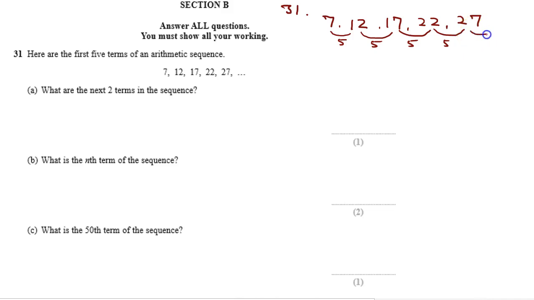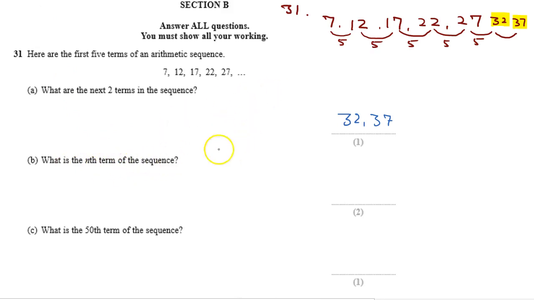Then 27 plus 5? That is 32. And 32 plus 5? 37. So the answer is 32 and 37. That's the answer.